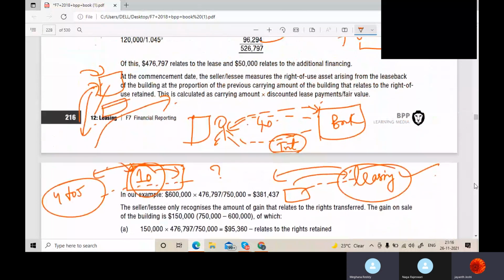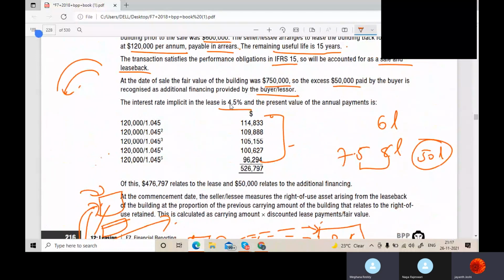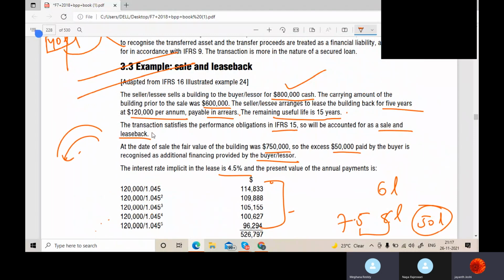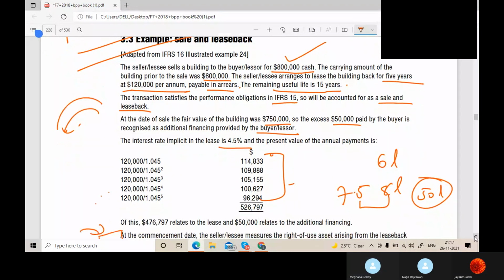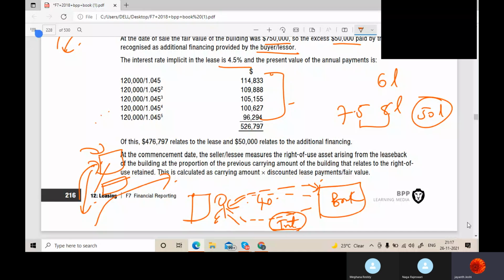But on what amount is it discounted, sir? The implicit rate is 4.5%. What amount is discounted? What are you saying, Meghna? What you pay every year is the cash flow on which you will be doing the discounting. It is not that different from the lease question. So 5,26,000 is the present value of all those payments.